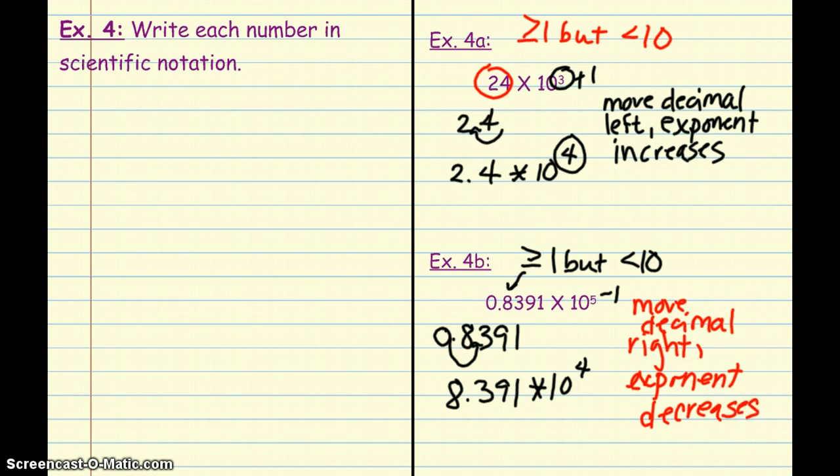All right, folks, there you have it. Some real basics on scientific notation. Best of luck.